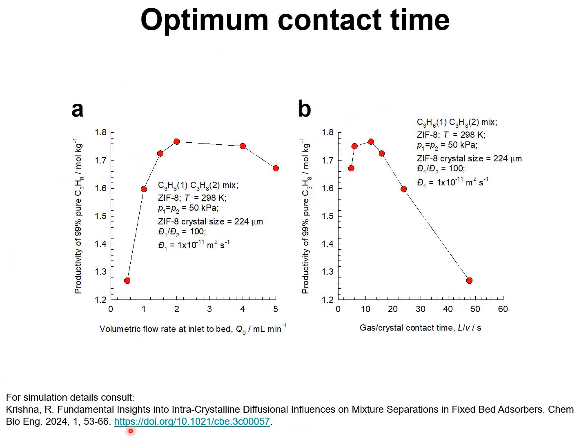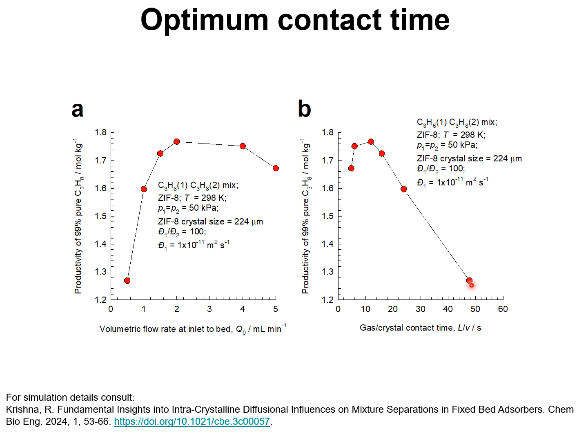For the optimum crystal diameter of 224 micrometers, we conducted a series of simulations in which the volumetric flow rate is varied, and as a result, the contact time between the gas mixture and the crystal, which is the length of the packed bed divided by the interstitial gas velocity, is varied from say 5 seconds to about 50 seconds.